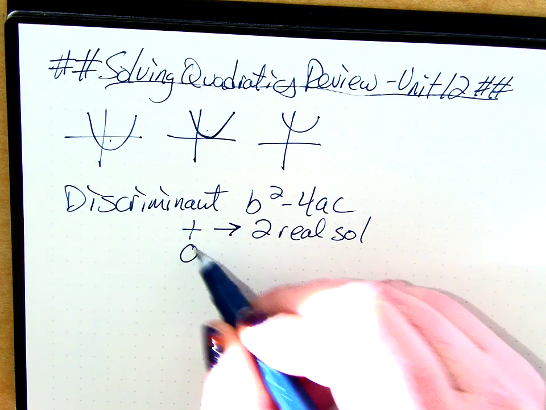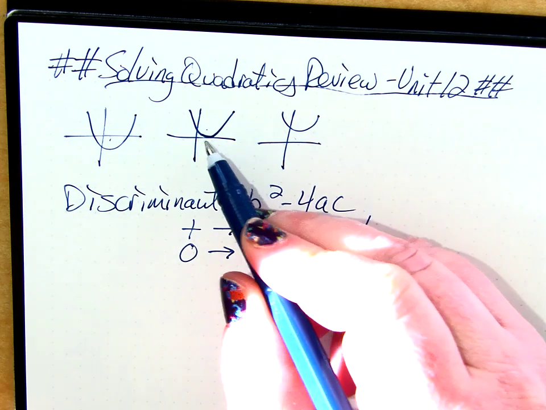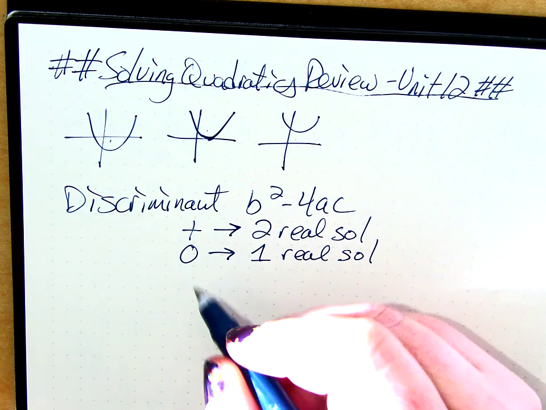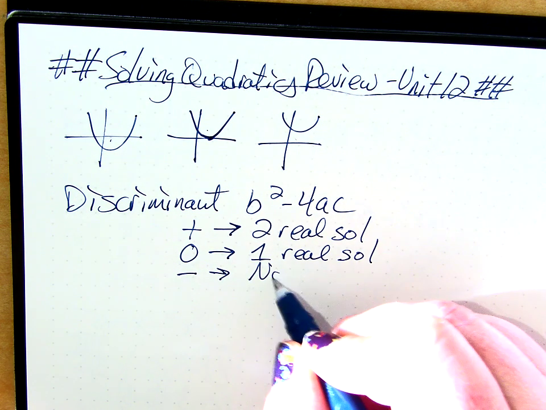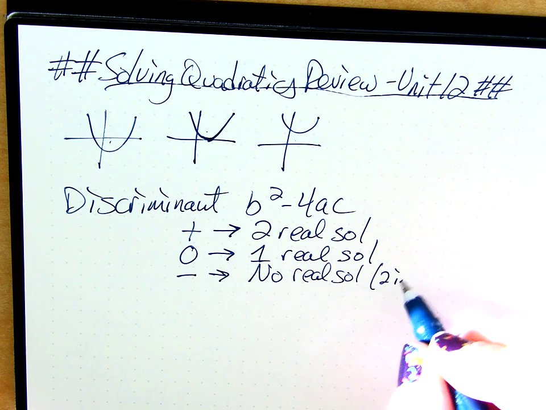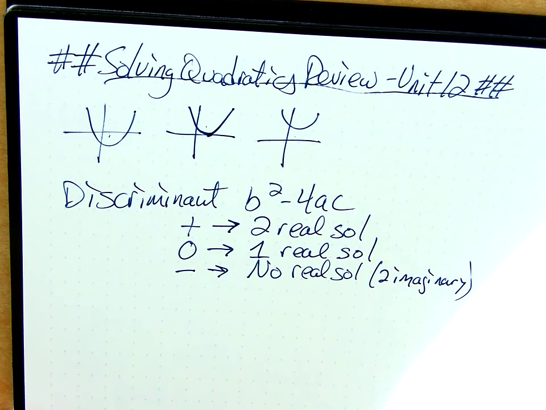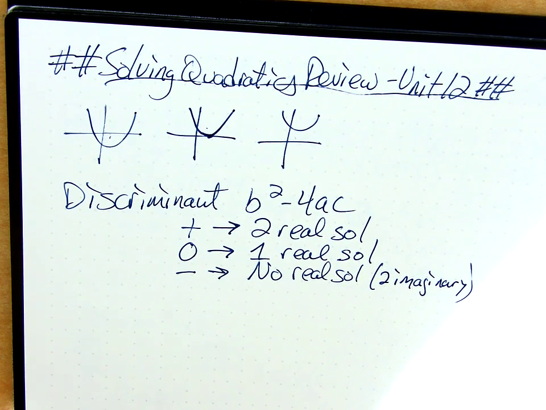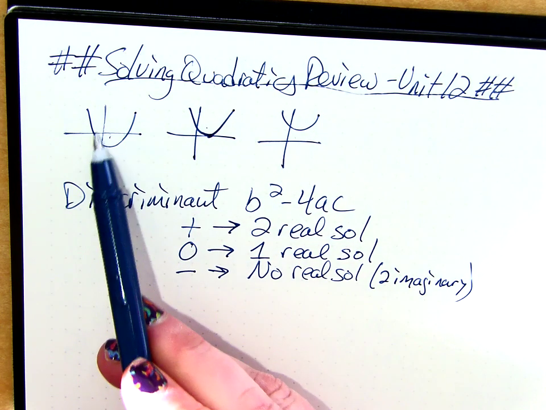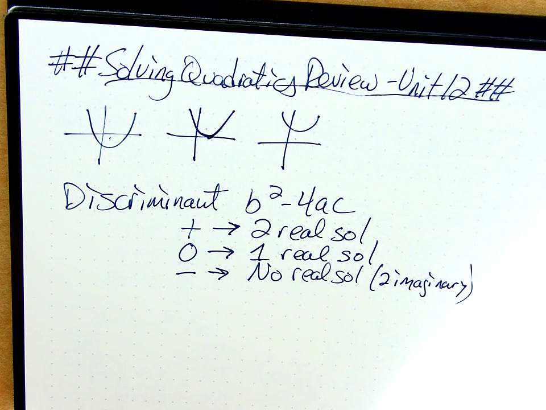If it comes out to be 0, you will have 1 real solution. That's this scenario right here where it just hits the x-axis. And then if it's negative, it's no real solutions, but there will be 2 imaginary. Okay? So that's the whole thing. When you are solving a quadratic, you are finding those x values if they exist. All right? That's the whole point.